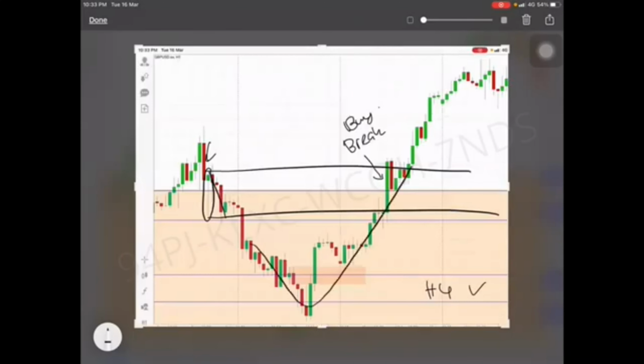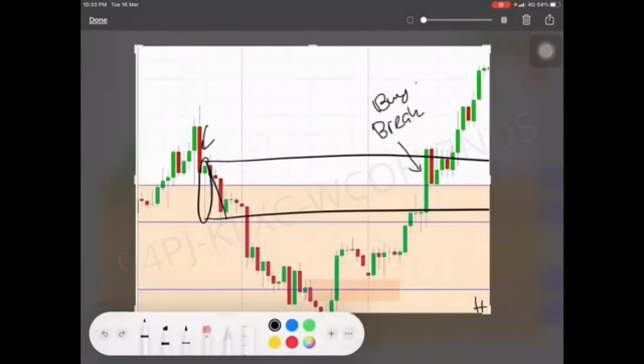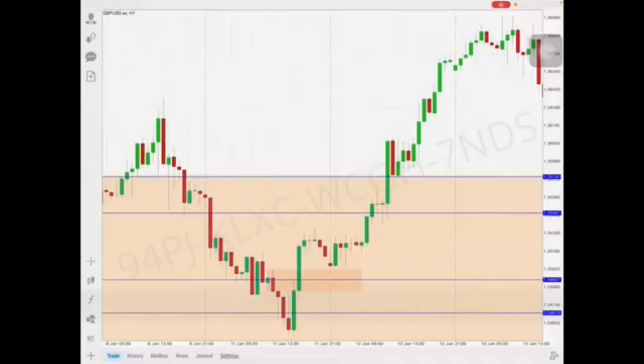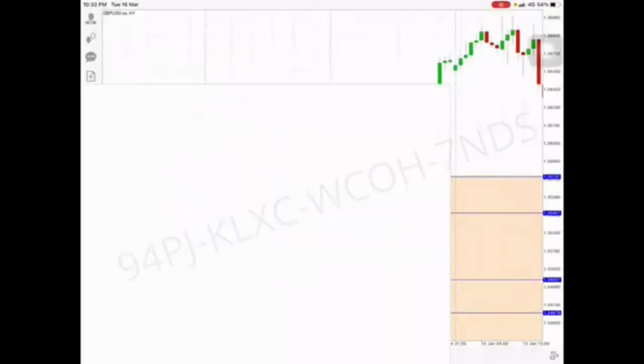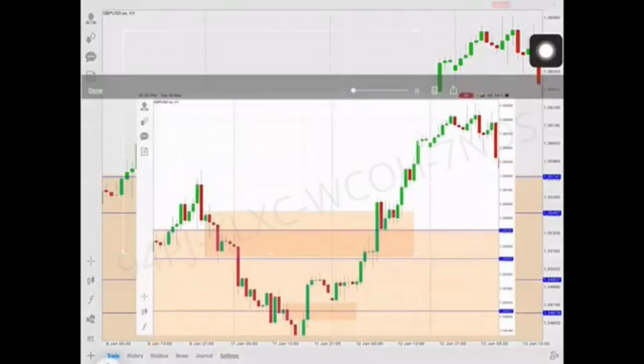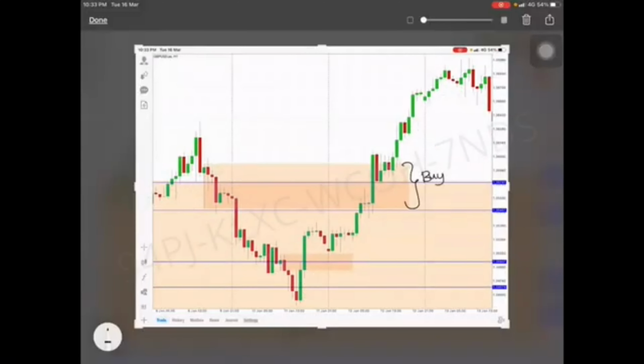But then the price broke upwards, right? So when the price comes back to that zone, you can entry buy. So you can entry buy in this zone. Okay, is that clear to you? Nice.